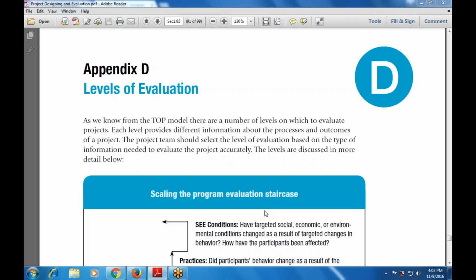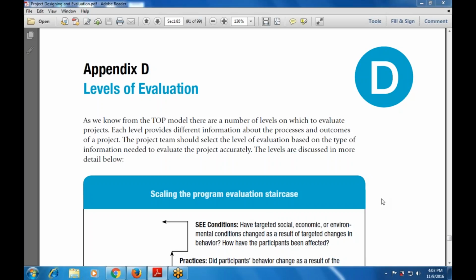Let's start today's session. In the last class, we studied the levels of evaluation, Appendix D, that is, the level of the evaluation that is carried out. We studied the levels of evaluation that are used with the top model.